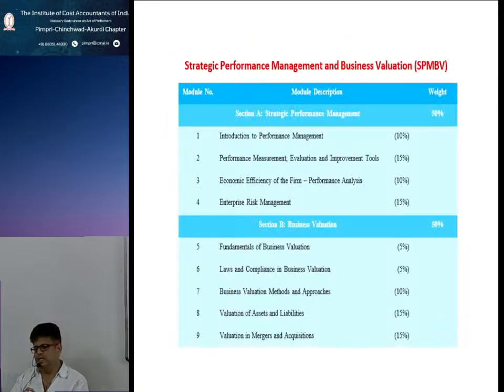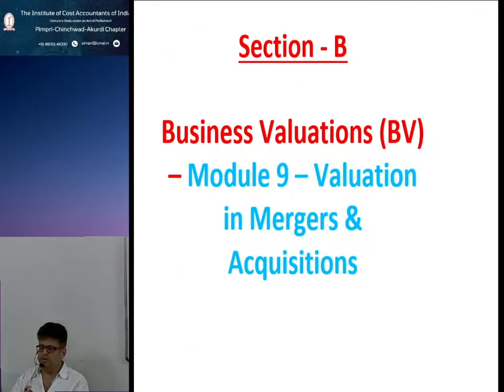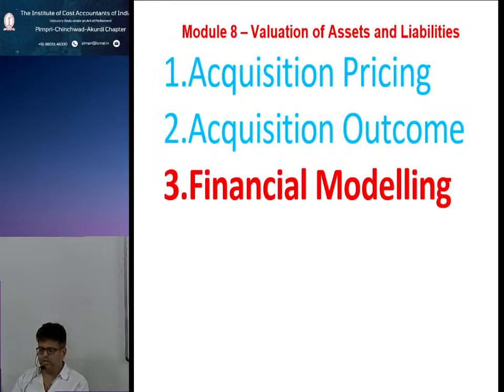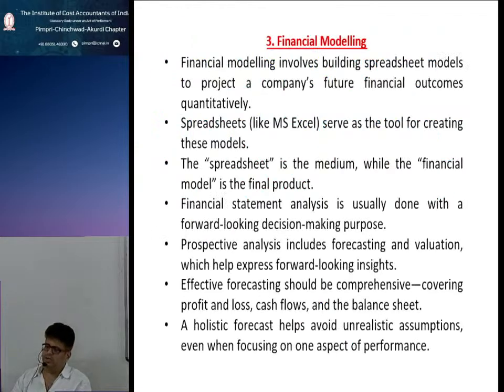So in this session, which is about section B of paper 20A, module 9, valuation in mergers and acquisition, we saw financial modeling, and over there we got introduced to what exactly financial modeling means. So financial modeling involves building spreadsheet models to project a company's future financial outcomes quantitatively. Spreadsheets like MS Excel serve as the tool for creating these models. The spreadsheet is the medium or a tool, while the financial model is the final product.